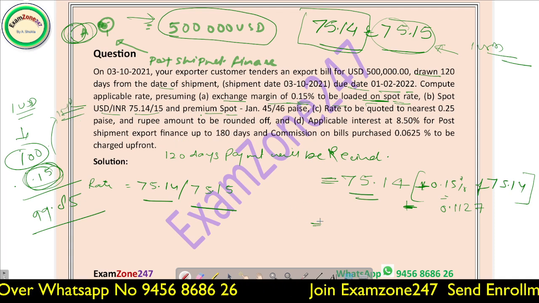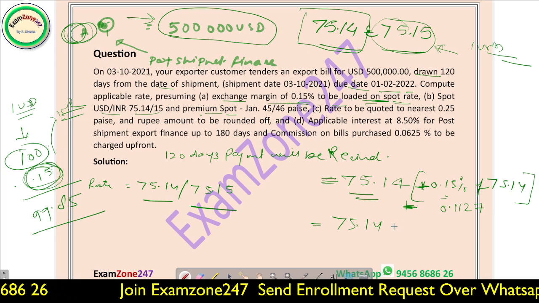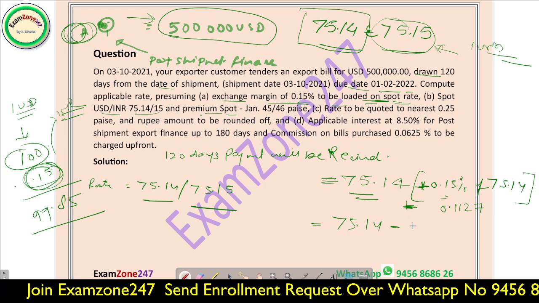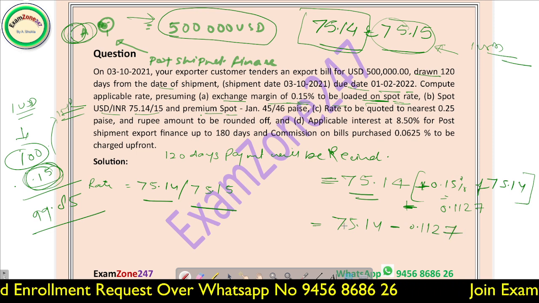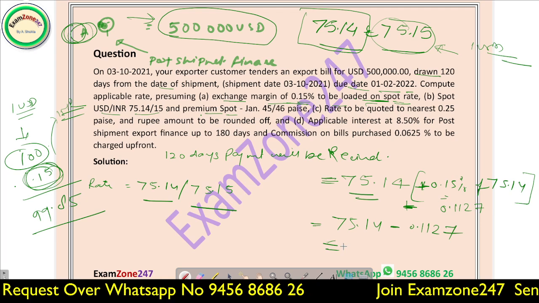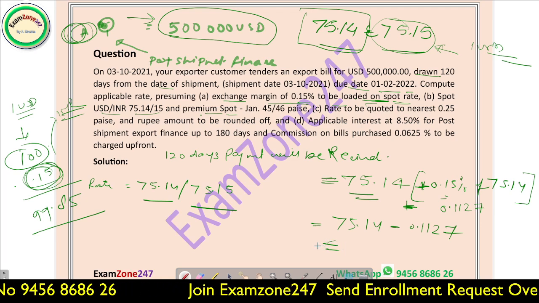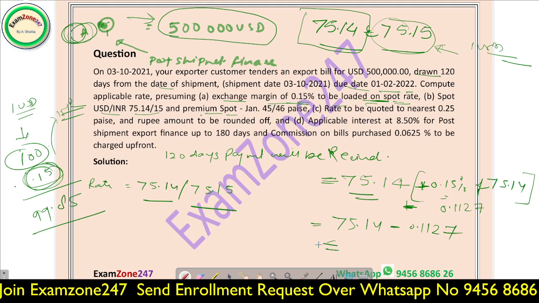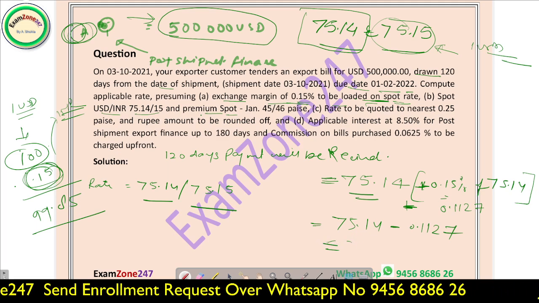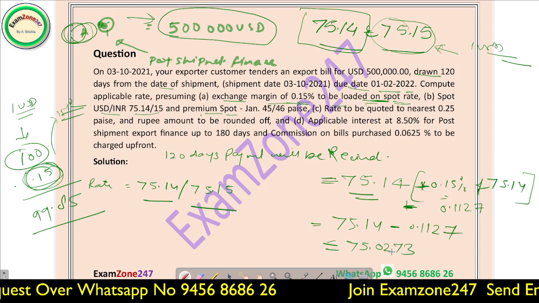Here also 75.14, then margin 0.1127, it will come out as 75.0273.